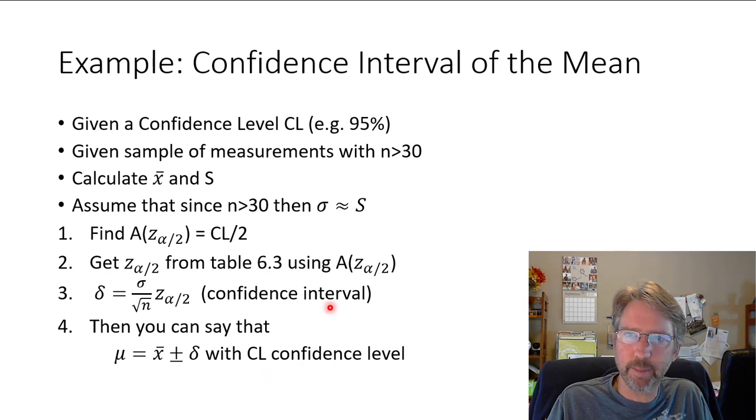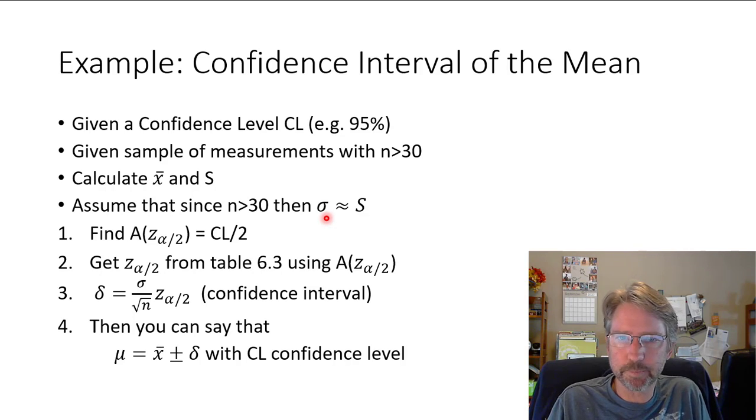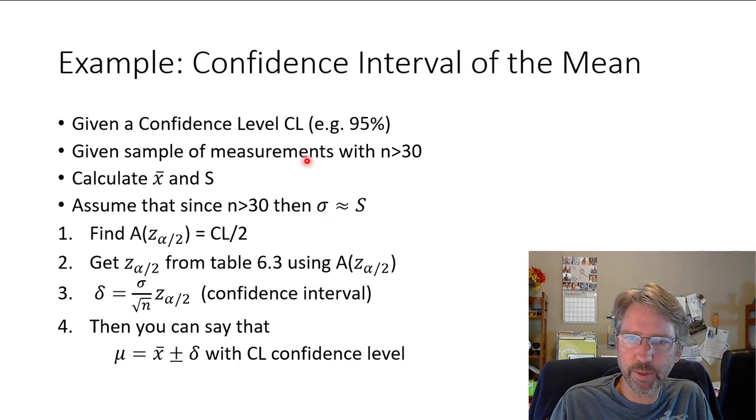So here's the step-by-step process. If we start with a confidence level, like 95%, and we take a sample of measurements, at least 31. From that sample we can calculate the sample mean x bar, and we can calculate the sample standard deviation s. There's an assumption in here that if n is greater than 30, then the sample standard deviation and the population standard deviation are close enough, so we equate them with each other here. So that's what we do with our sample.